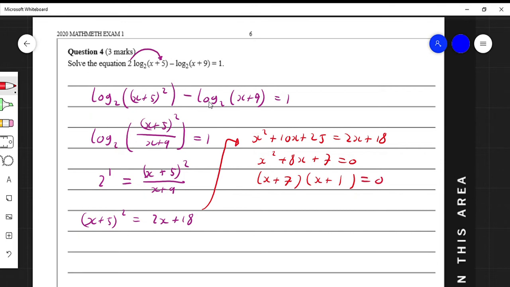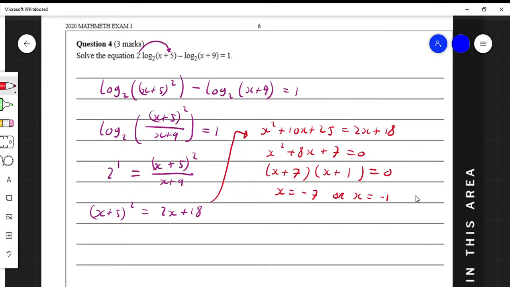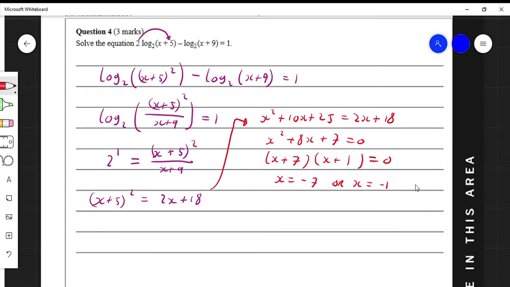By the null factor law, you get x equals -7 or x equals -1. Now, a lot of people would stop here. You need to be really careful. Make sure that none of these are extraneous solutions, so you haven't introduced a solution that doesn't make sense. So let's substitute these back into our original equation and see if it works.